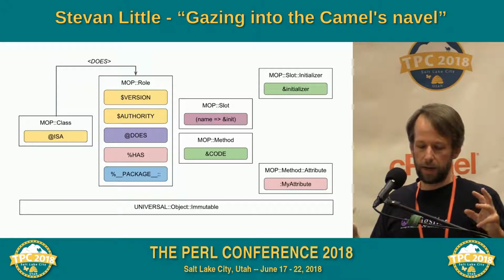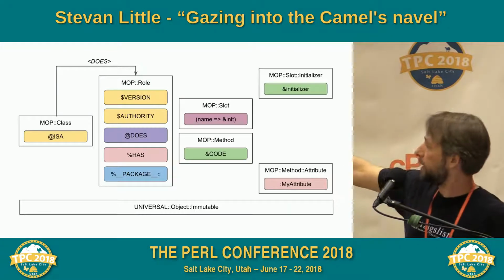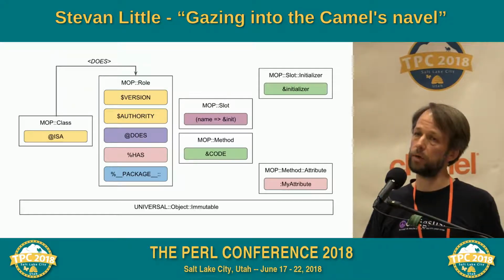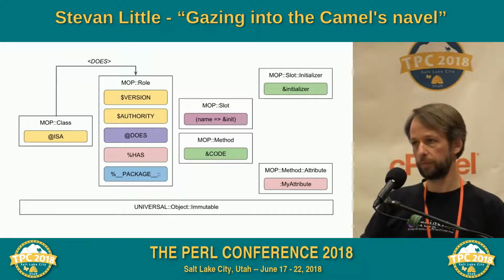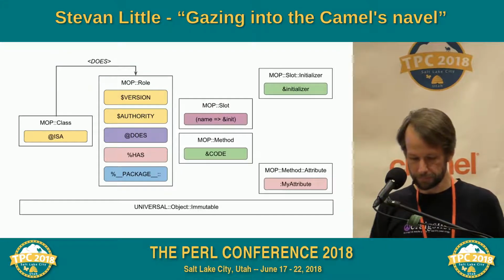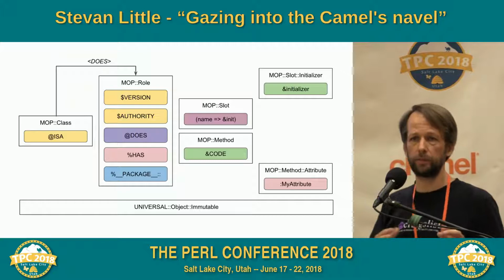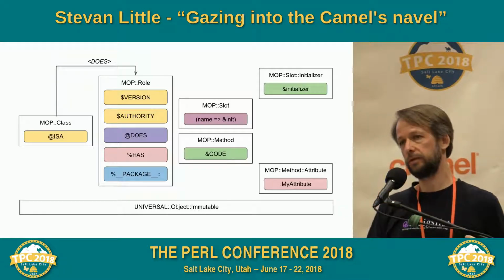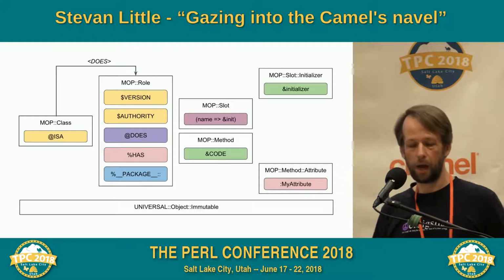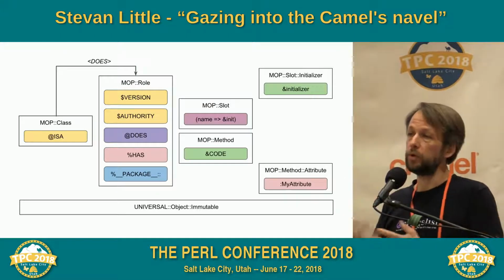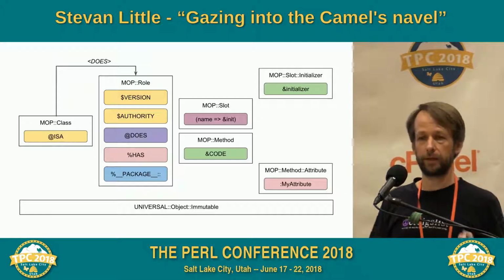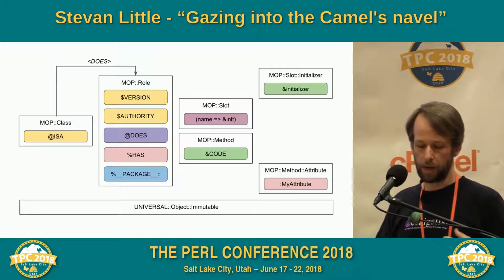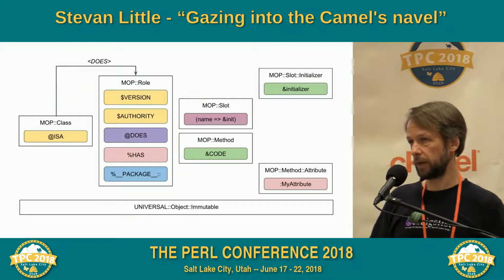Oh yes, and then on the bottom, these meta objects are all subclasses of universal object immutable. So it's all built on top of that. And for those who weren't at my talk yesterday, universal object is a base class. It's sort of a universal base class. It also comes with an immutable version of it, which will essentially lock your hashes or arrays or scalars or whatever it is that you're blessing, and it'll make them read-only for you.